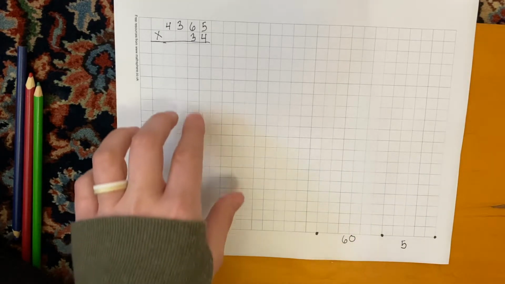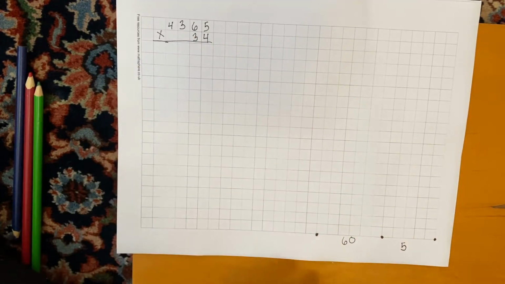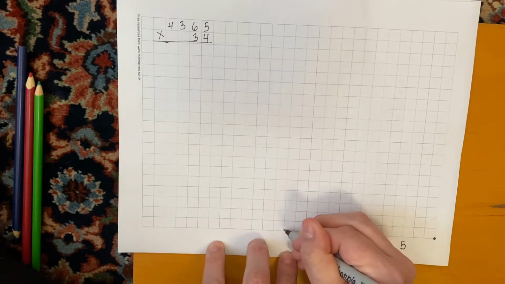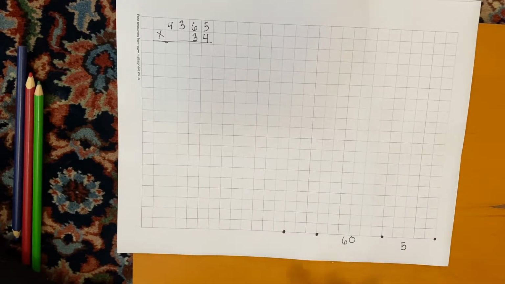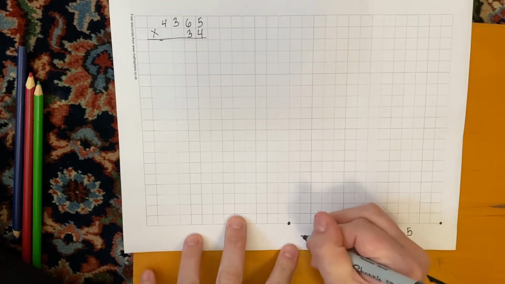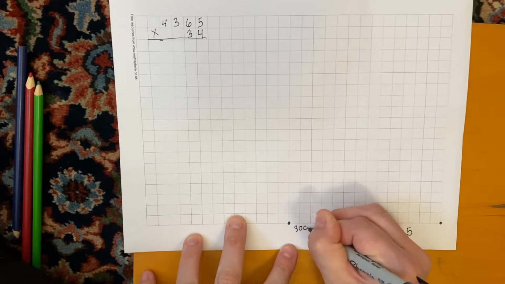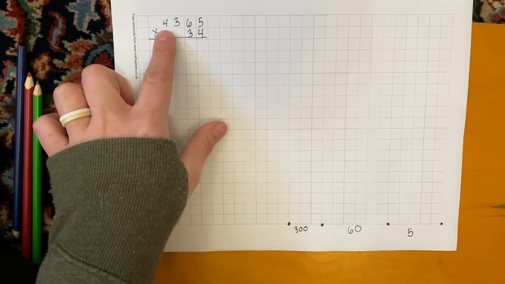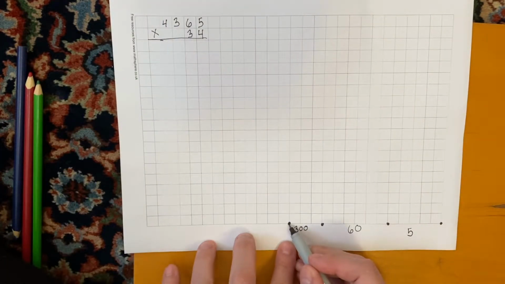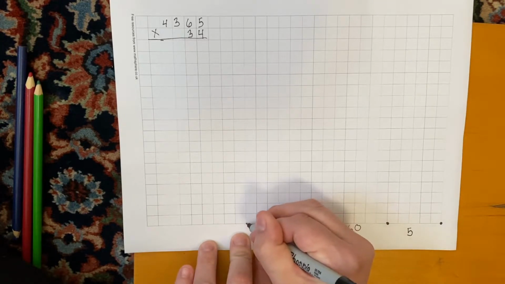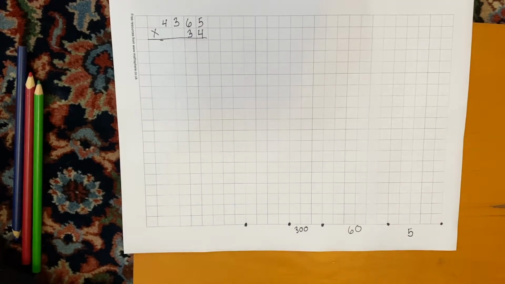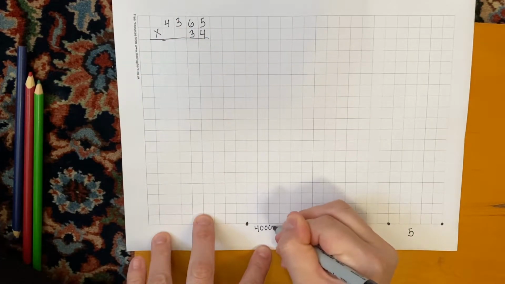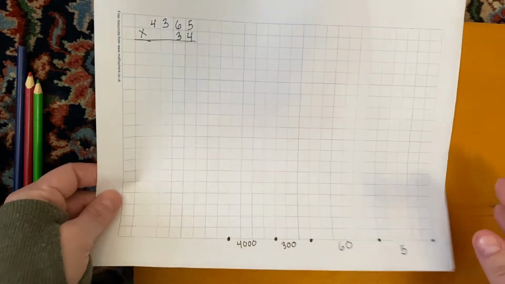Like that. Now how many hundreds do I have? 3. So from this dot, I'm going to count over 3. 1, 2, 3. And I'm going to put a dot. And I want to write 300 over here. So I'm not just writing 3. I'm writing 300 with all the zeros. And how many thousands? 4. So from this dot, I'm going to count 4. 1, 2, 3, 4. Cool. All right. And that's 4,000. So I'm going to write 4,000.